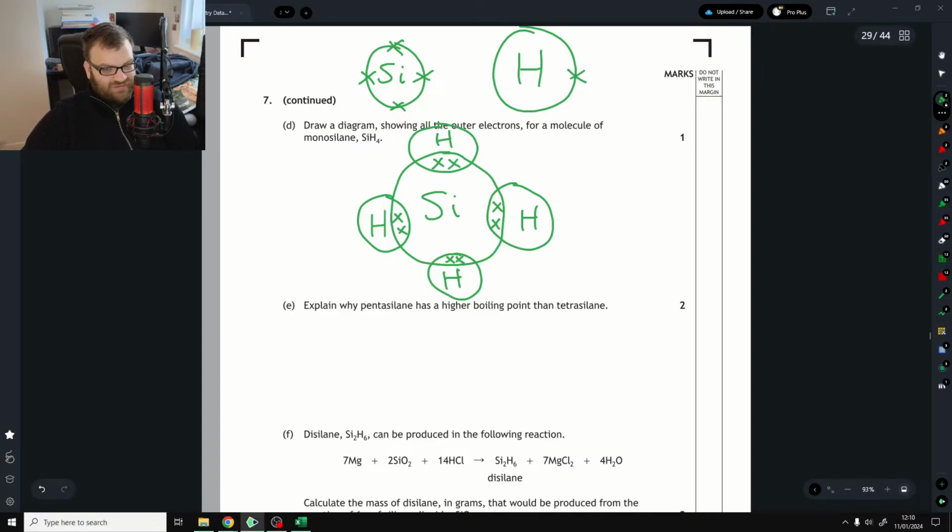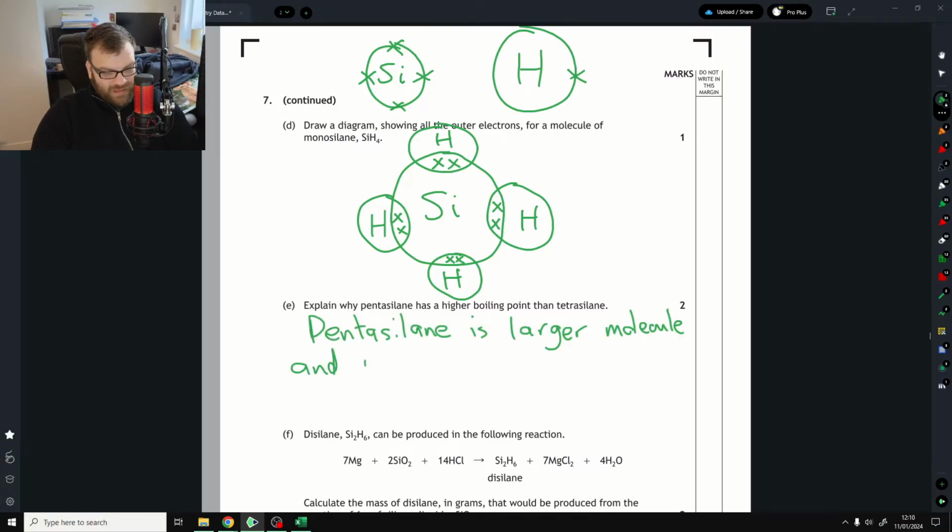Why would something have a higher boiling point? This is to do with the intermolecular forces. Intermolecular forces are the attractions between molecules. So pent is bigger. And as a result, it will have stronger intermolecular forces for that.